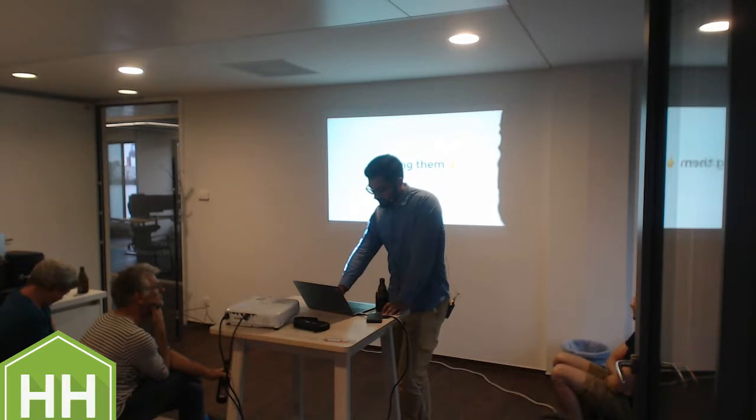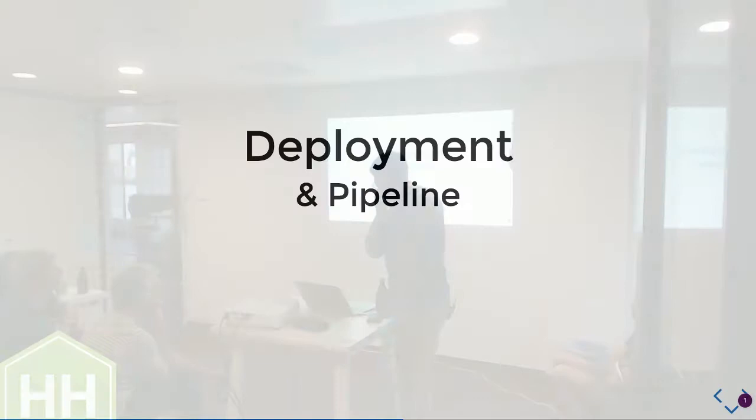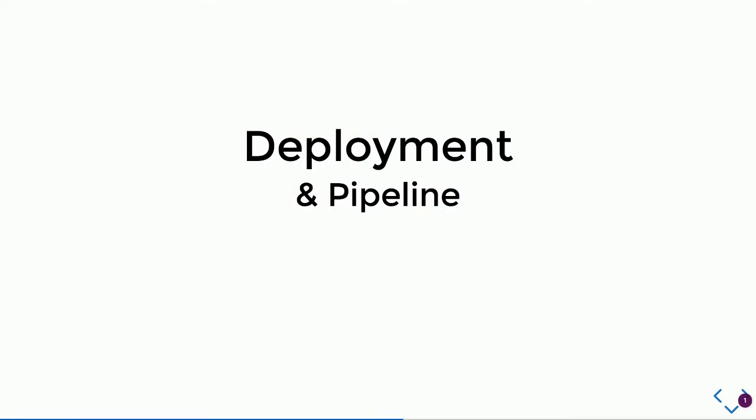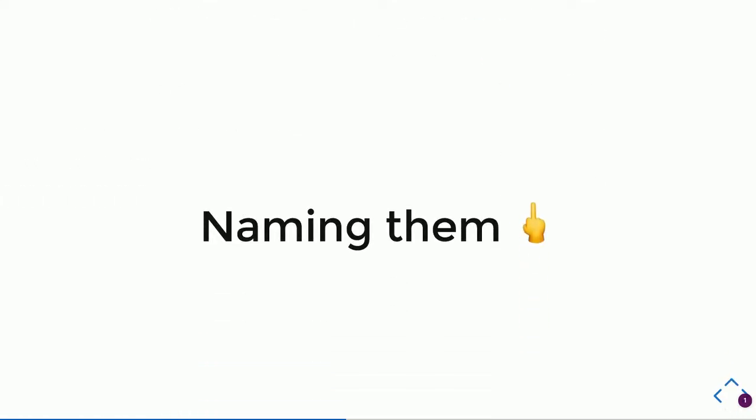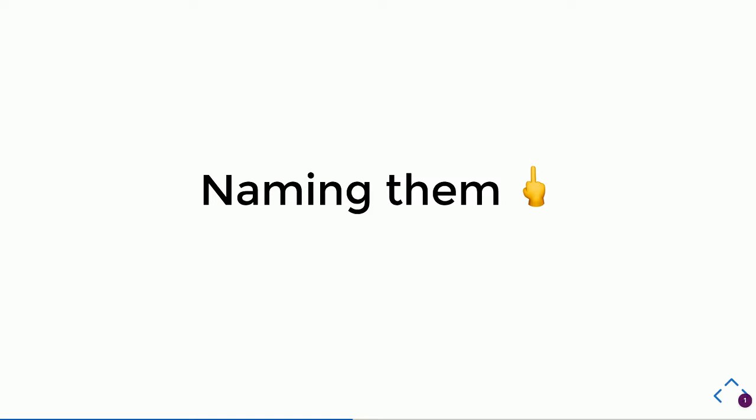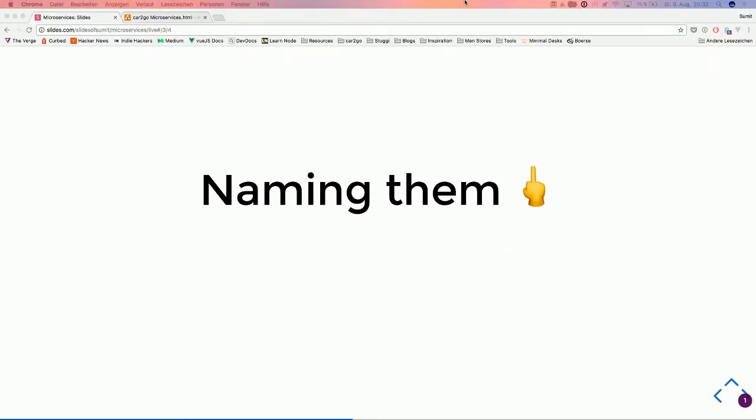Oh yeah, here: deployment and pipeline. So now maybe I forgot some stuff here. I should show you the actual microservices that we have here for that problem, or at least a few of them. So you will see a lot of abbreviations right now that don't make sense to you. I will explain some of them.